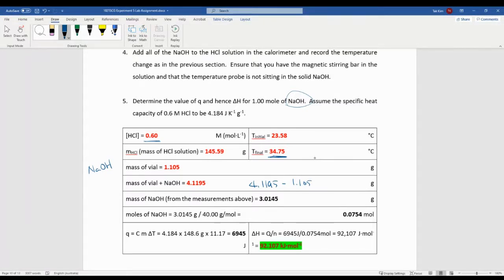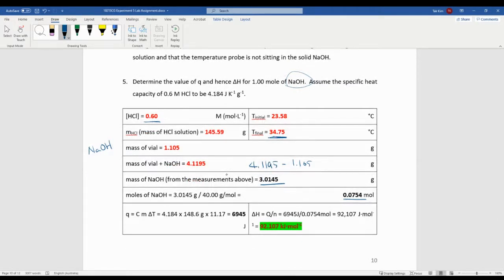So once you finish calculating this one, you will have 3.0145 grams. And then since you need to calculate number of moles, and since we handled solid sodium hydroxide, you gotta use mass over molar mass to find the number of moles. So number of moles is calculated at 0.0754, right?